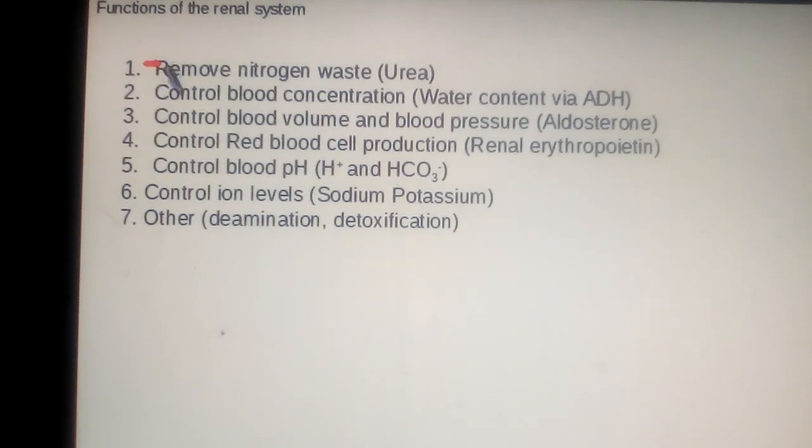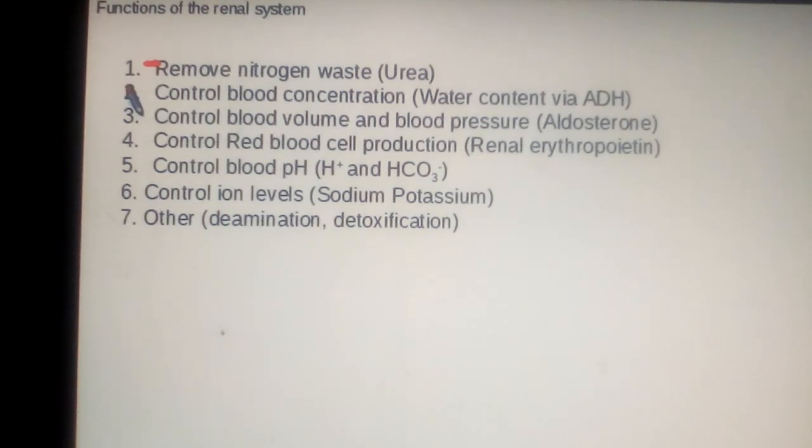Then, a bunch of other functions. We've talked about a few of these a little bit with the endocrine system. Number 2, control blood concentration. That is the water content in the blood. That is controlled via ADH. The kidney can eliminate excess water or retain water to keep your blood's concentration at 300 milliosmoles.